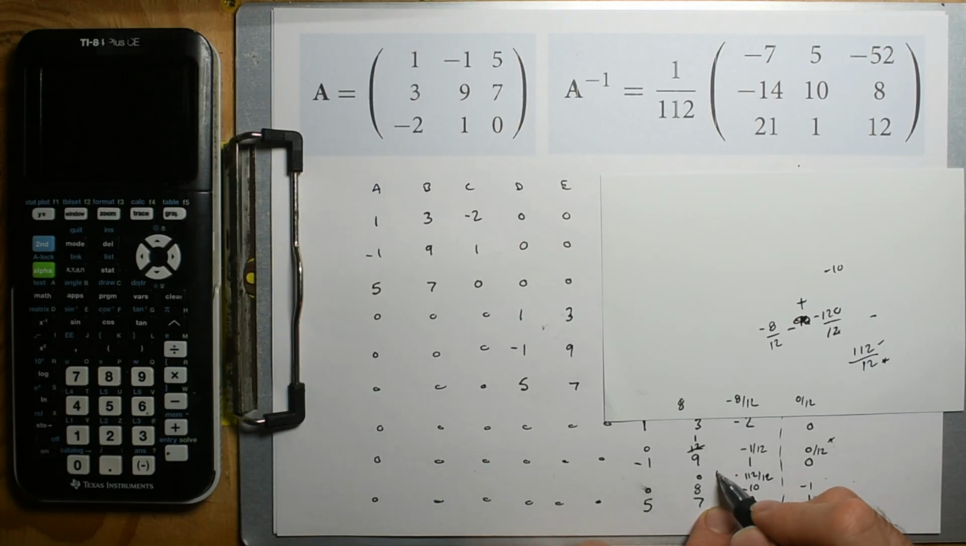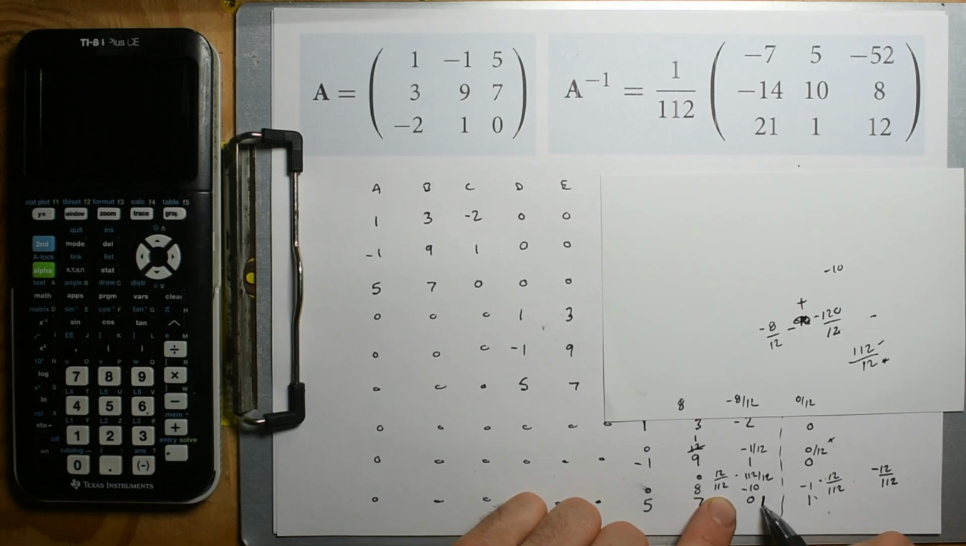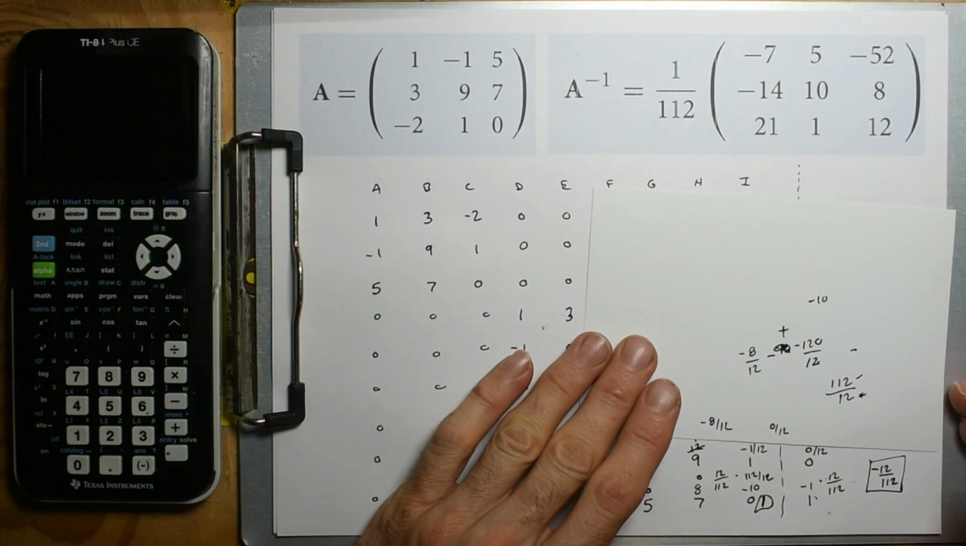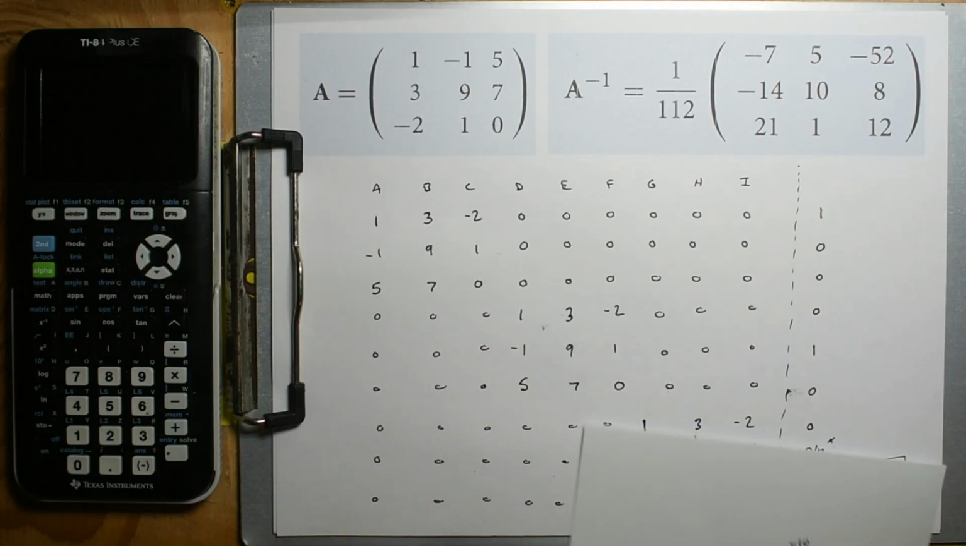I need to multiply by 12 divided by 112. So that's what I'm going to do over here. I'm going to do 12 divided by 112. And that's going to be negative 12 divided by 112. And then I finally have a 1 right there. And then I have this right there. And let's see if we have a check. And no, we're off by a sign. That's such a bummer, man.